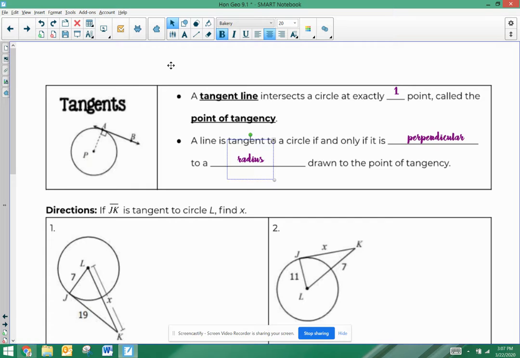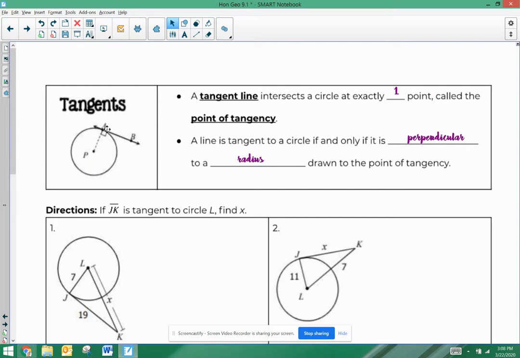All right, more specifically, we're going to talk about tangents because that involves kind of the Pythagorean theorem, what we're working on already this year. So a tangent line intersects a circle at exactly one point, and we call that the point of tangency. And we know a special property for tangents is that a line is tangent to a circle if and only if it is perpendicular to a radius drawn to the point of tangency.